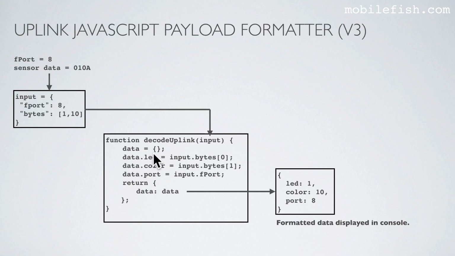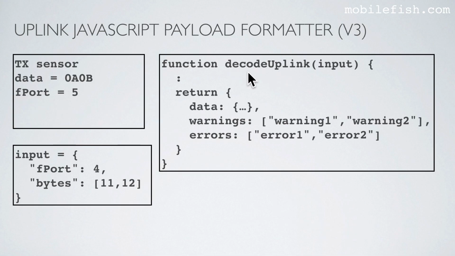In this example, a JavaScript data object is created. Instead of data, I could give it any name. The returned JavaScript object has a key called data, and this object with these values is displayed in the console. In the decode uplink function, the returned object can have the following keys: the data key, which is a JavaScript object as value, a warnings key, and the value is an array of warning strings, and an errors key with a value which is an array of error strings.